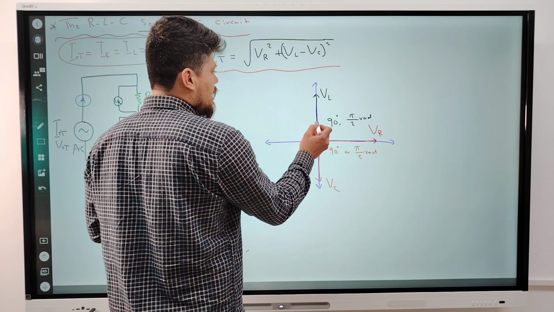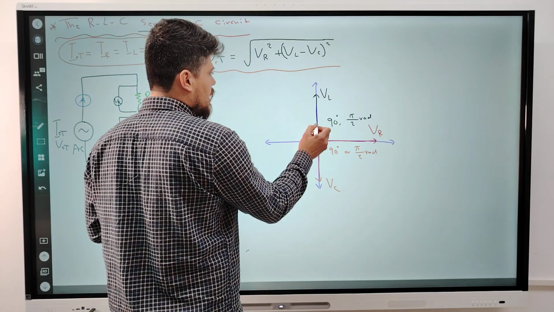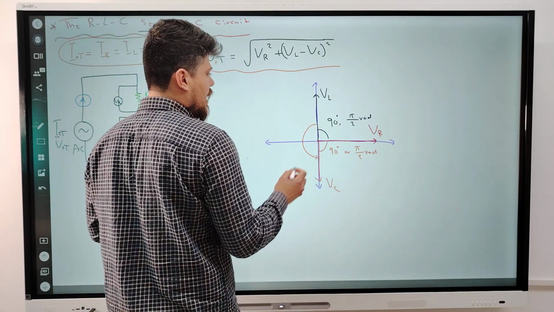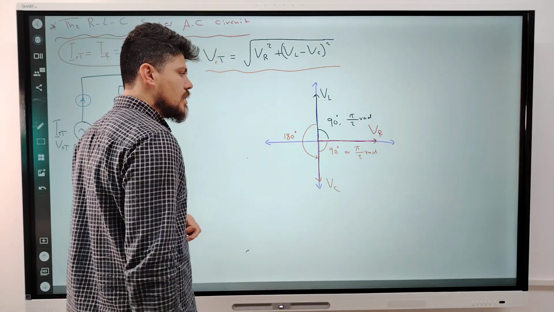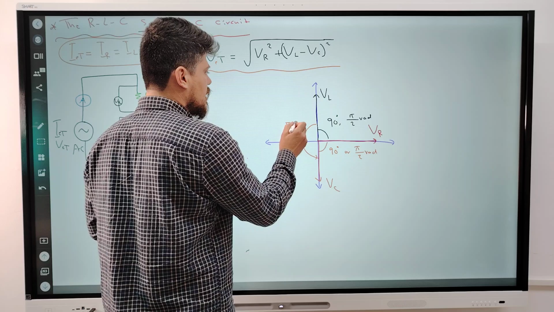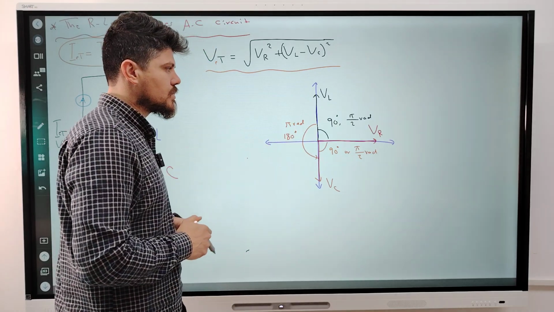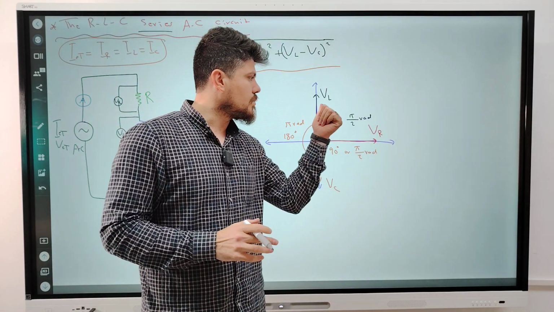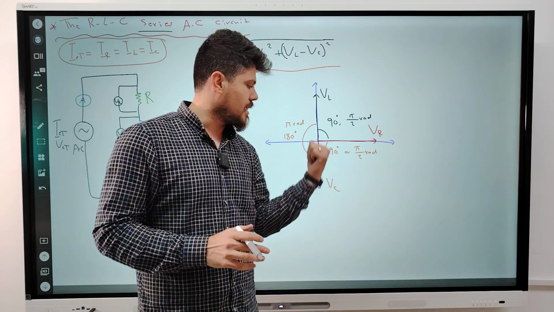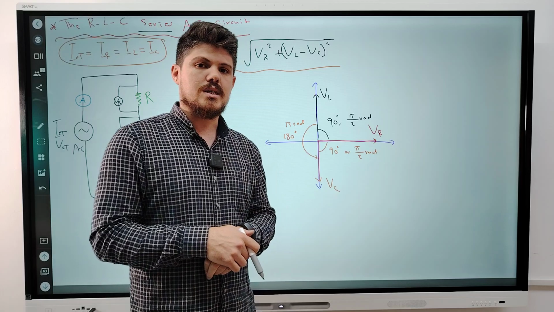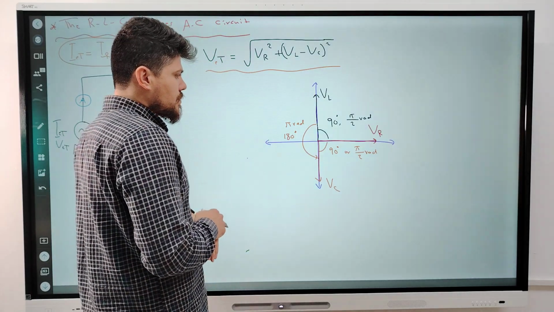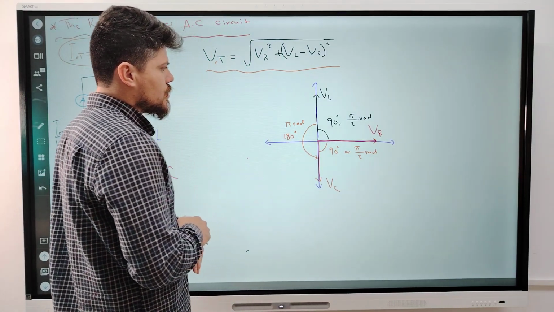So what about the angle between VL and VC? It is 180 degrees or pi rad. This is very important. What is the angle between the potential difference across the inductance and the potential difference across the capacitance? Pi rad or 180 degrees. So how can we deal with this situation?